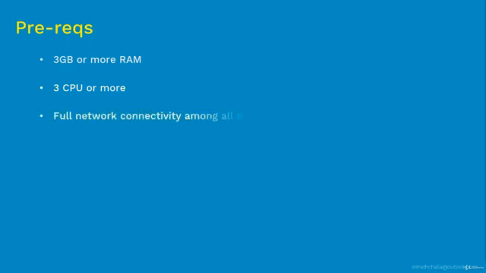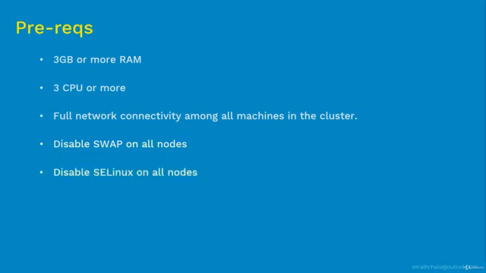The next requirement is to have full network connectivity among all machines in the cluster, between the master and the Kubernetes worker nodes. Next is to disable swap on all nodes. And the final requirement here is to disable SELinux. You have to do this until SELinux support is improved in kubelet. Now, let's take a look at the steps involved in creating a Kubernetes cluster in the next slide.